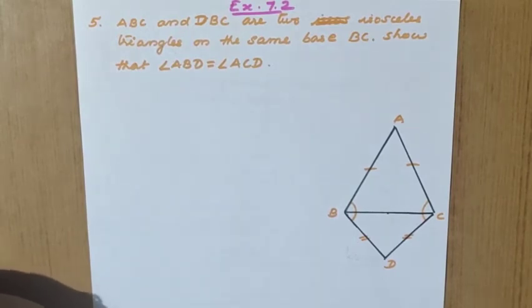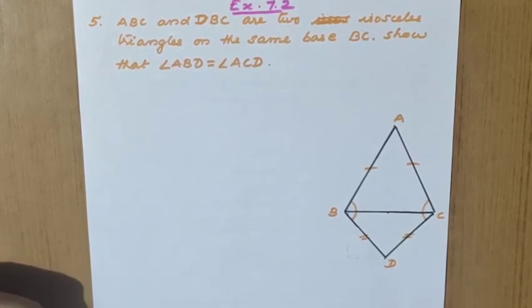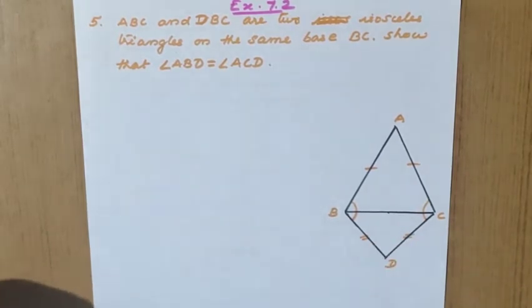Question number 5. ABC and DBC are two isosceles triangles on the same base BC. Show that angle ABD equal to angle ACD. Already marked in the figure, angle ABD equal to angle ACD. That is wrong only, but in a textbook it is marked, so that is the reason.